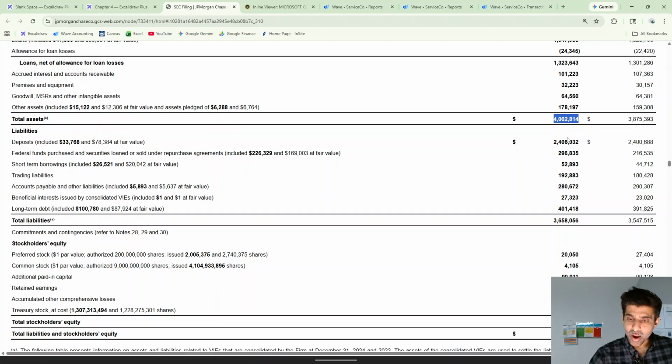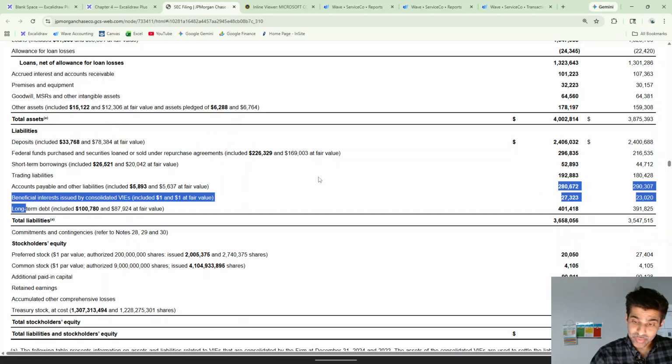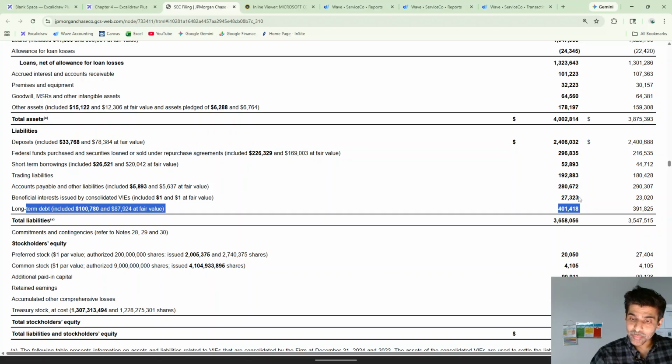Their deposits are 2.4 trillion. So that's all of our accounts and companies. They probably have their accounts with J.P. Morgan. And then they have long-term debt. So they've borrowed, but really, by far, their largest source of financing is people like us who put our money with them as deposits. It's by far their largest liability.